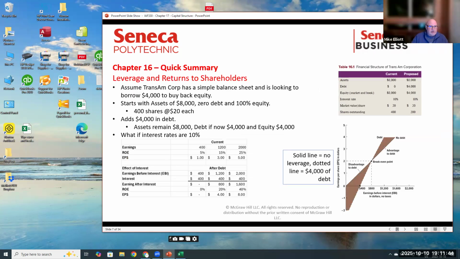Let's look at a totally different company to see what happens. Trans Am Corporation, a very simple balance sheet. It's on the right. We have assets of $8,000. Debt is zero, equity of $8,000. Assume a couple of other things in the background. Interest rates are 10%. Our shares are 400 shares worth $20 a piece for $8,000. So now we have our assets of $8,000. We have our equity of $8,000, which is 400 shares of $20 a share. And we know that interest rates are sitting up there at 10%.